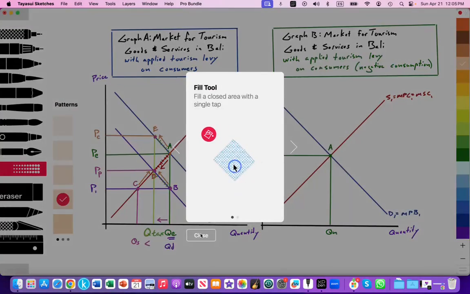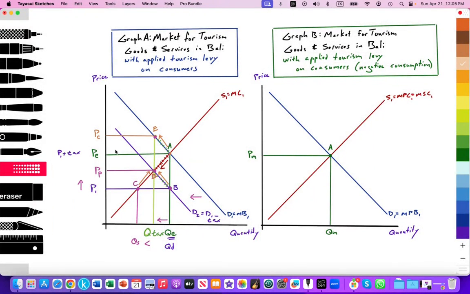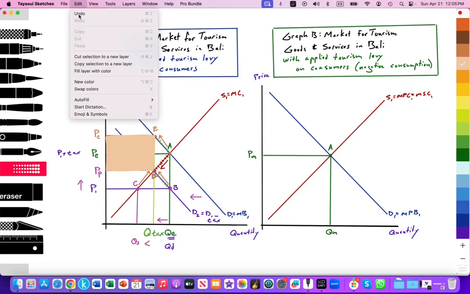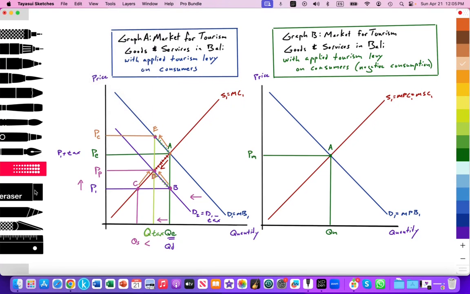So we're going to use graph B to keep it simple. But let me just highlight the tax revenue. Here we have, in this rectangular area, oops, that's a little bit too, let me try again. Use a lighter color. Here we have the tax revenue collected by the Bali government. Maybe I can make it a little bit darker here.